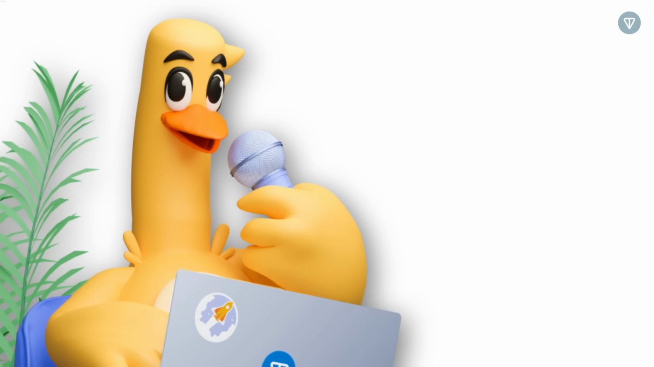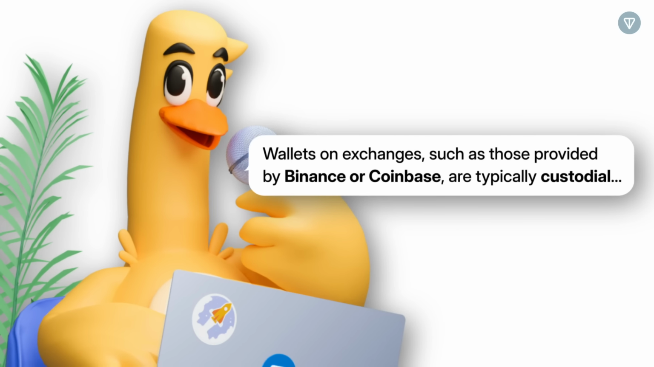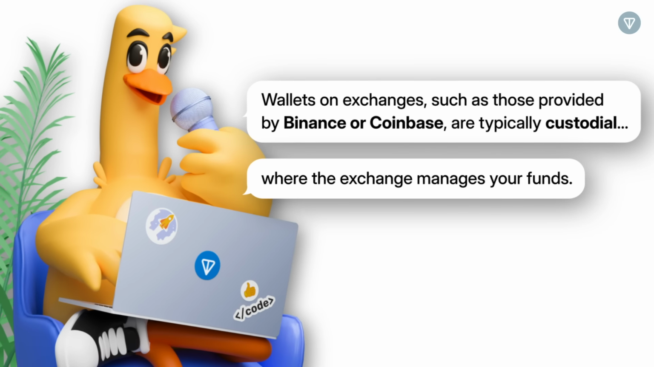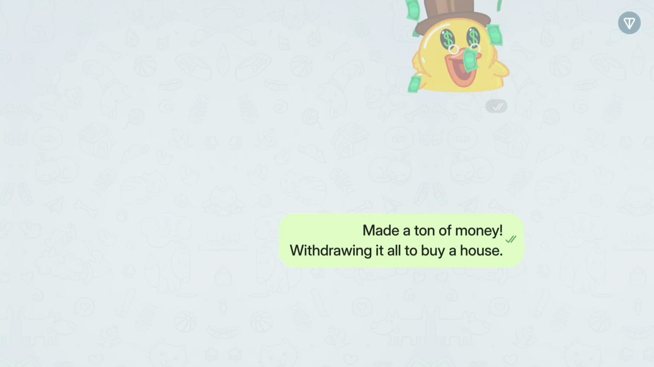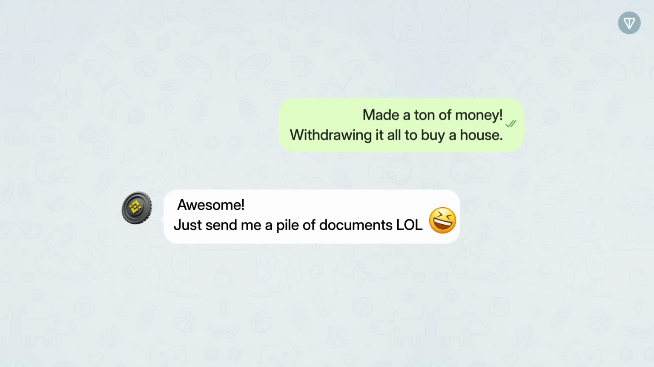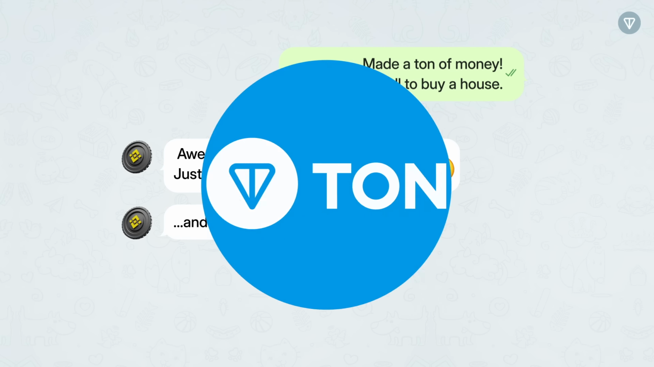It's also worth noting that wallets on exchanges, such as those provided by Binance or Coinbase, are typically custodial, where the exchange manages your funds. But there's a twist. They're centralized, so all your crypto is in one place, which you fully trust to the platform. This setup can sometimes lead to freezes, restrictions, or privacy issues, since you don't own your private keys and your transactions are tied to your identity.